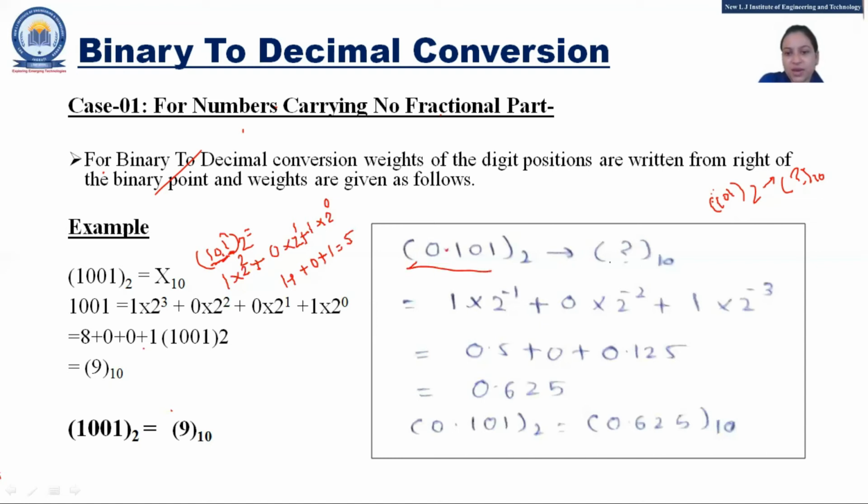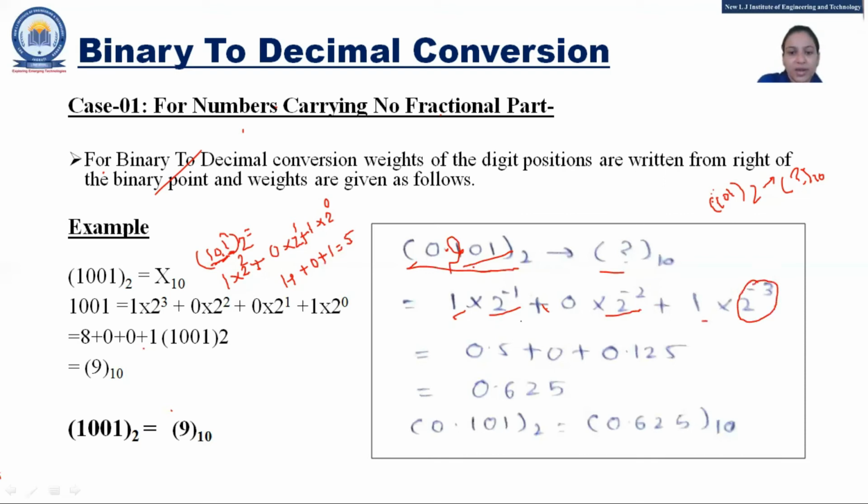0.101, that is a fractional binary, and we have to convert it into decimal. So for the fraction we have to go right, starting with this digit. So 1 multiplied by 2 raised to minus 1 power, plus 0 multiplied by 2 raised to minus 2 power, and the last digit is multiplied by 2 raised to minus 3 power.